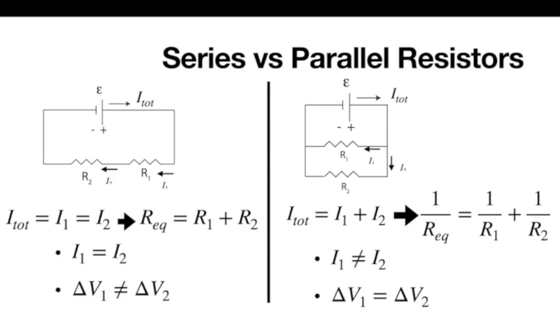All of the current that flows through hits this junction. Some of it goes one way, some of it goes the other, but we can't make new current out of nowhere. And then it comes back together and turns back into I total at the second junction. Using that in combination with our loop rule as well, we can solve to find that if we wanted to replace these with an equivalent resistance, we use this equation, where 1 over Req is the sum of their inverses.